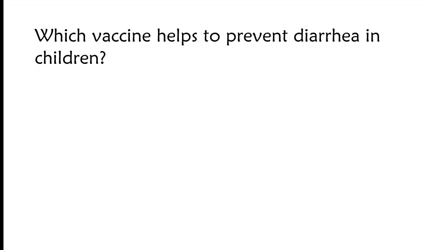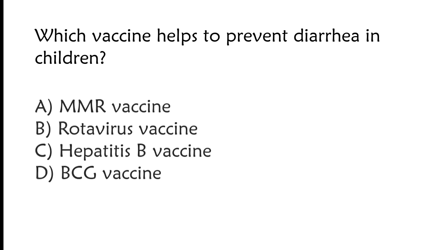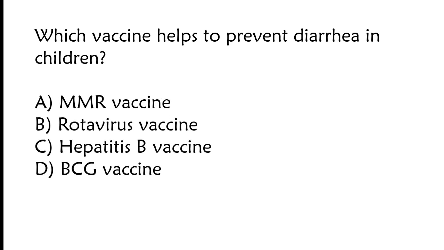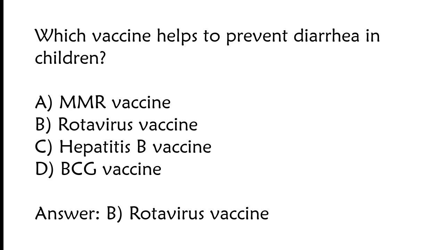Which vaccine helps to prevent diarrhea in children? MMR vaccine, rotavirus vaccine, hepatitis B vaccine, BCG vaccine. The correct answer is option B. Rotavirus vaccine helps to prevent diarrhea in children.